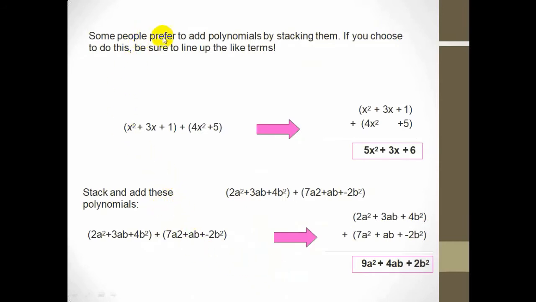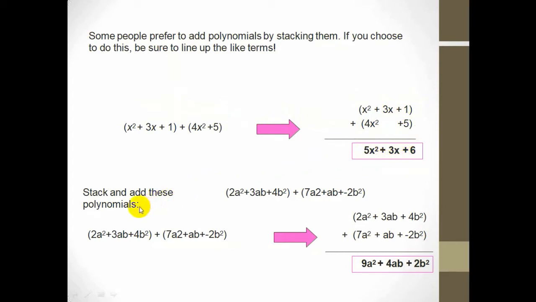Some people prefer to add polynomials by stacking them. If you choose to do this, be sure to line up the like terms. This is the stacking procedure for adding two polynomials. x square plus 3x plus 1, plus 4x square plus 5. So add these two terms. These are the like terms. 1 plus 4 is 5. 3x as it is, and 1 plus 5 is equal to 6.